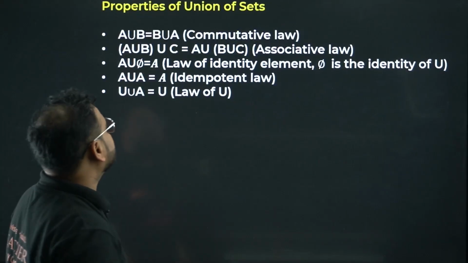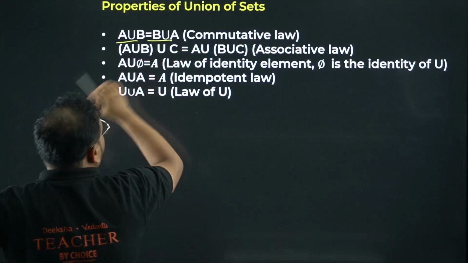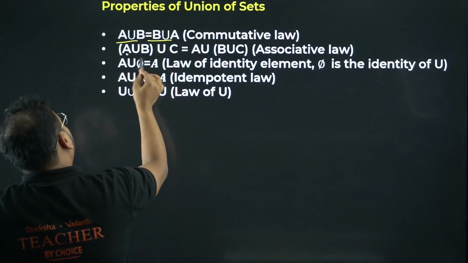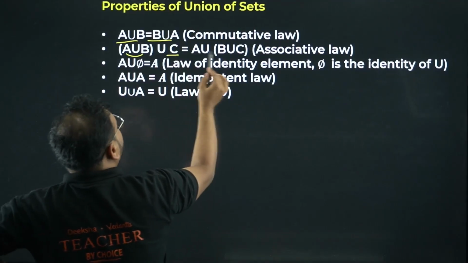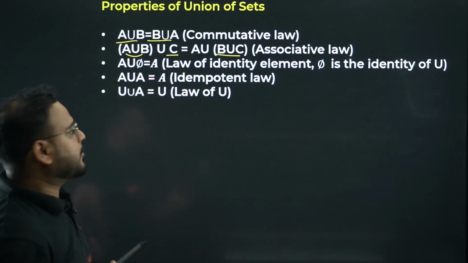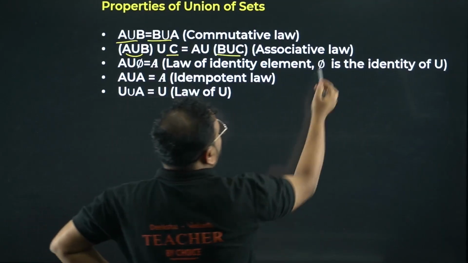Next, properties of unions. Please check. A union B is nothing but B union A. The commutative law is true. A union B union C is nothing but A union B and C taken together at a time, not a problem. Even the associative law is valid over here.